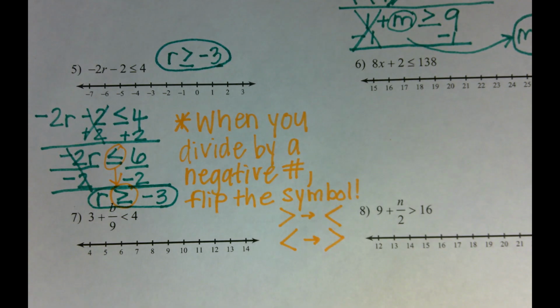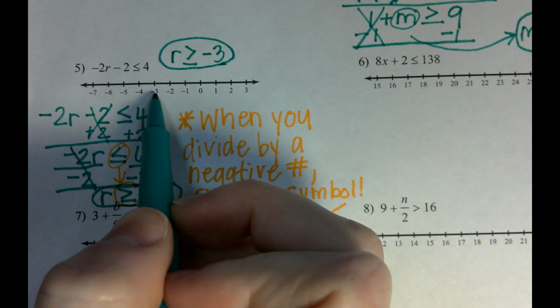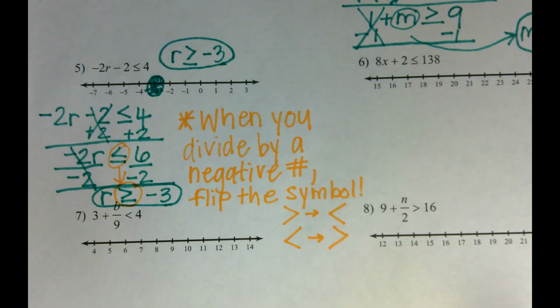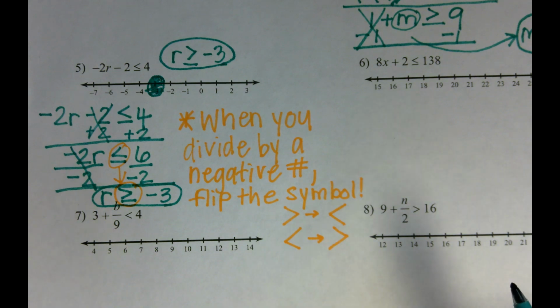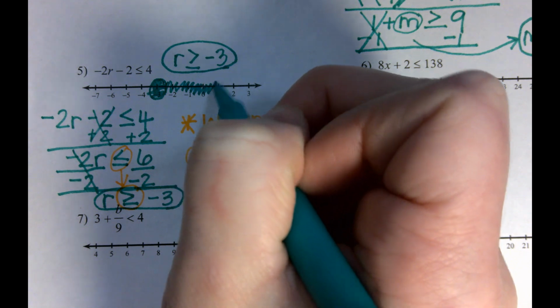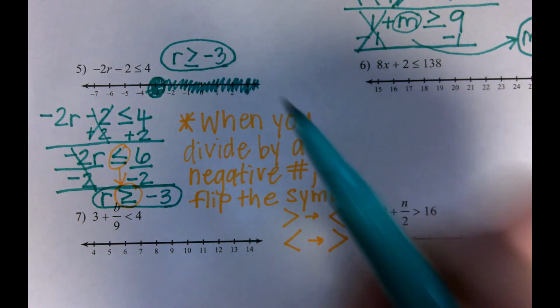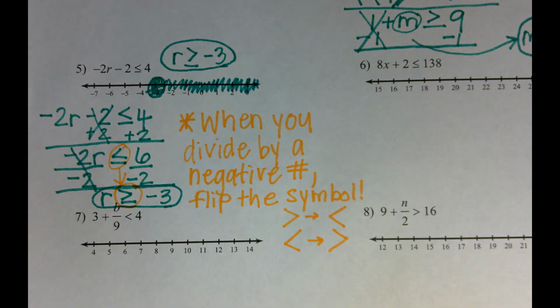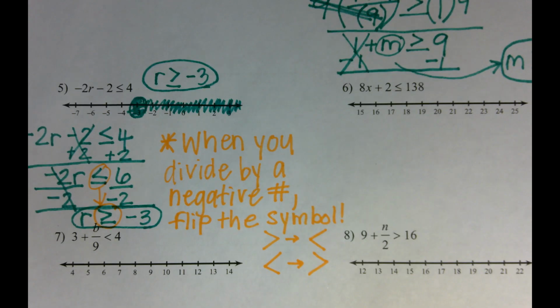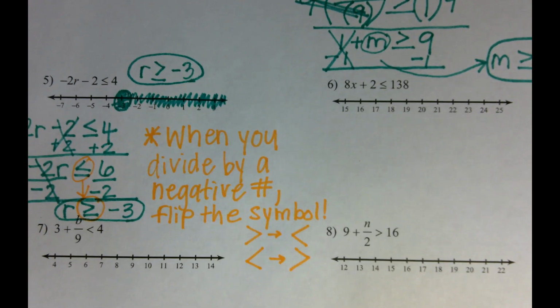How would we graph that? -3 is the number we're using. Good, closed circle. And which direction do we shade? To the right, so that it's greater than. Okay, let's see if we have another one where we divide by a negative and practice that more.